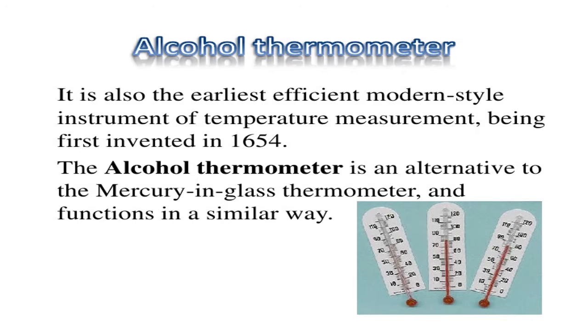In alcohol thermometers, alcohol is used as the liquid. Usually, ethanol is used as the alcohol. As the melting point of ethanol is minus 115 degrees centigrade, it's suitable for measuring low temperatures much below 0 centigrade.